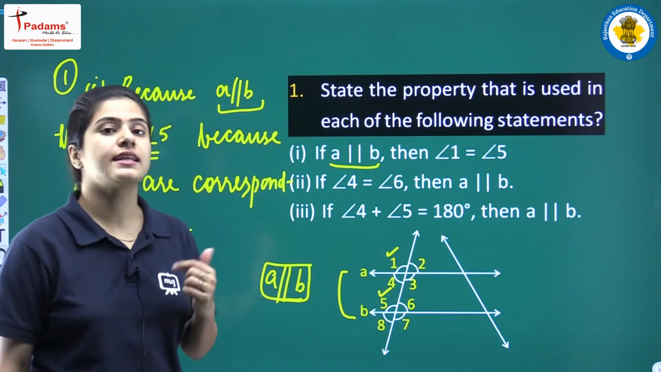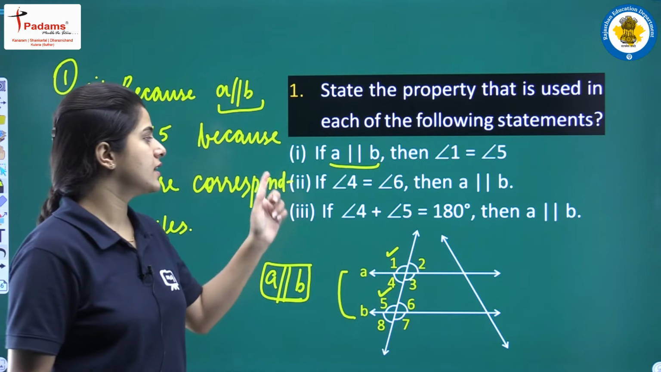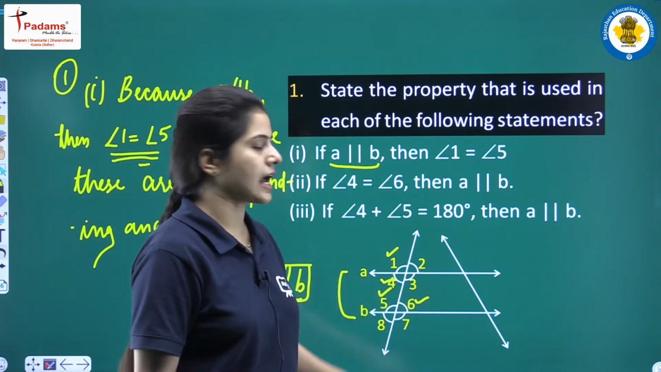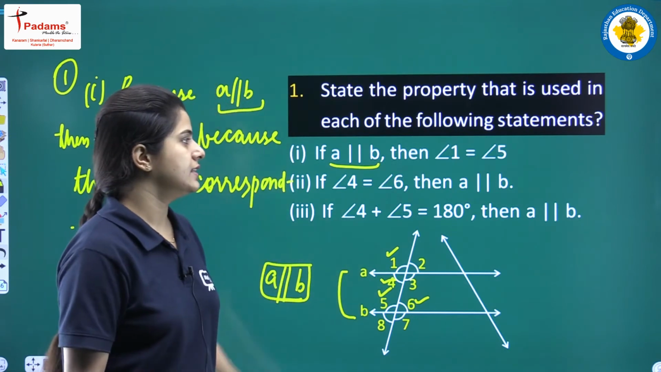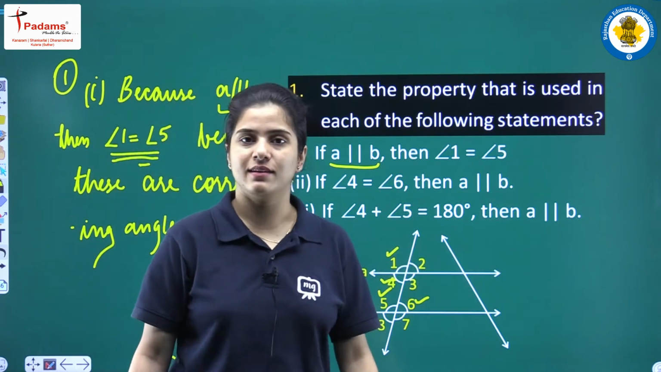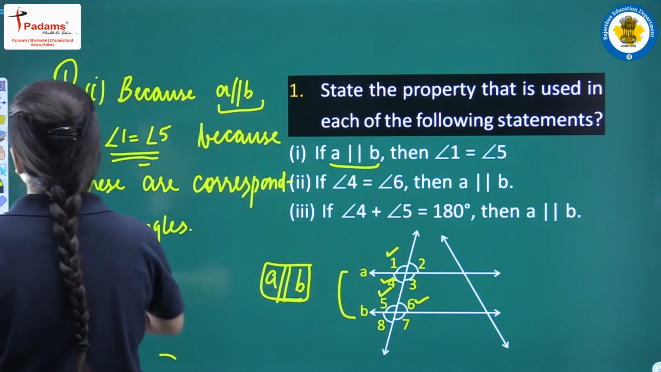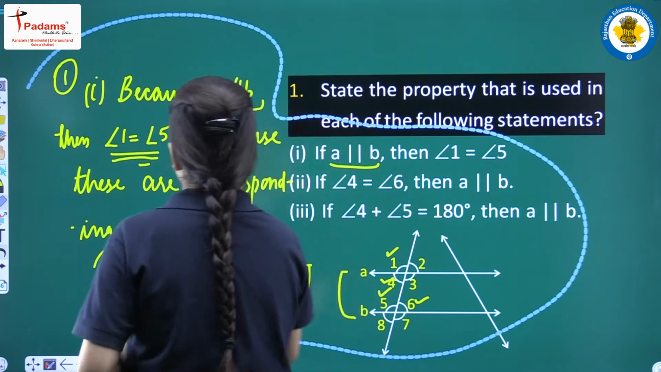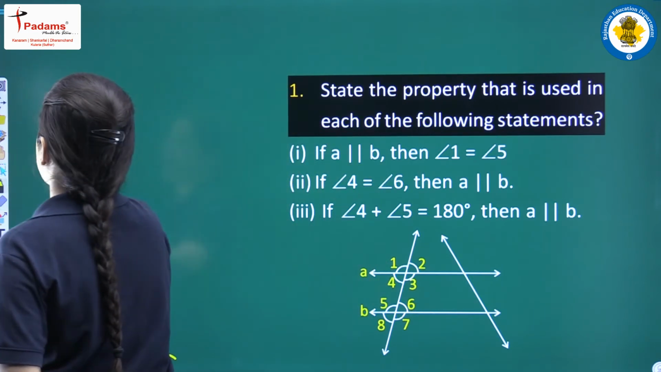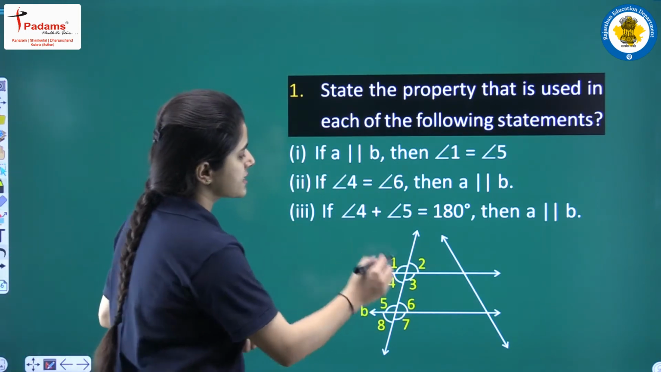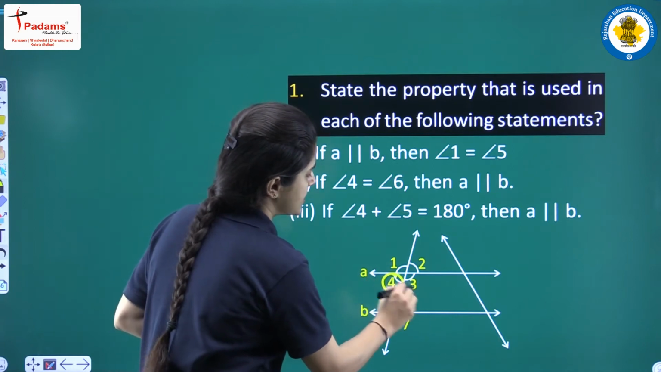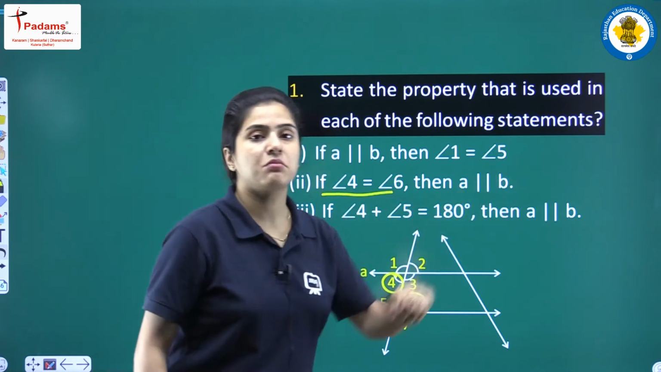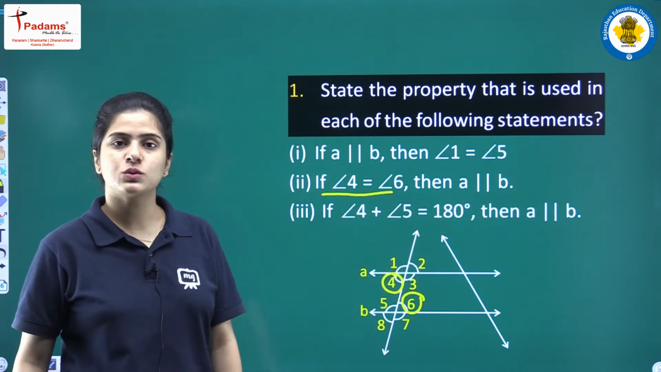Now we'll be looking at the next statement. What is the next statement, students? If angle 4 and angle 6 are equal to each other, then A and B are parallel, okay students. Now we are given the reciprocal thing: if these two angles are equal, then A is parallel to B. It is being said that angle 4 and angle 6 are equal. If this is equal, then A and B are parallel to each other.